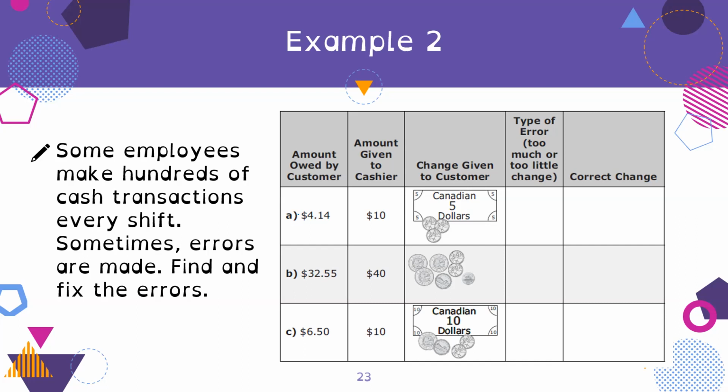No, sorry, the amount owed by the customer. So this is how much the purchase price is. So this is the price that you're paying. Then you give, this is how much money you give. This is the change that you get back. And then let's see what the error is.